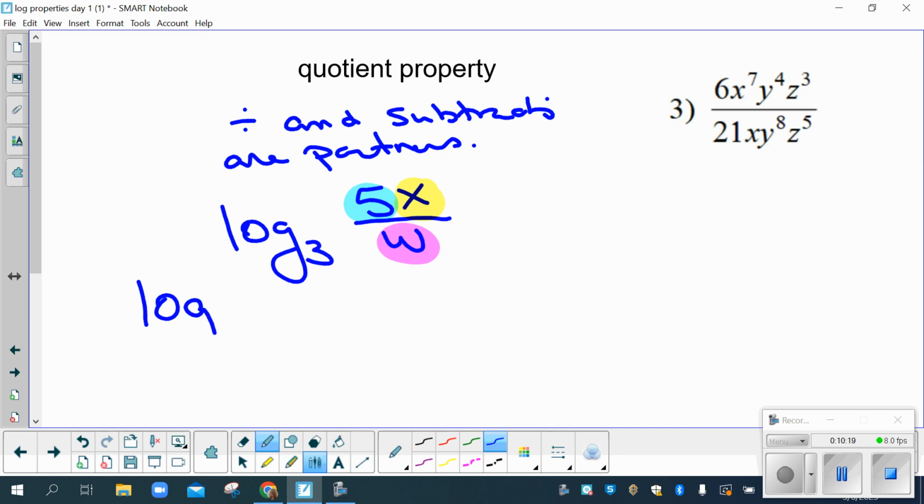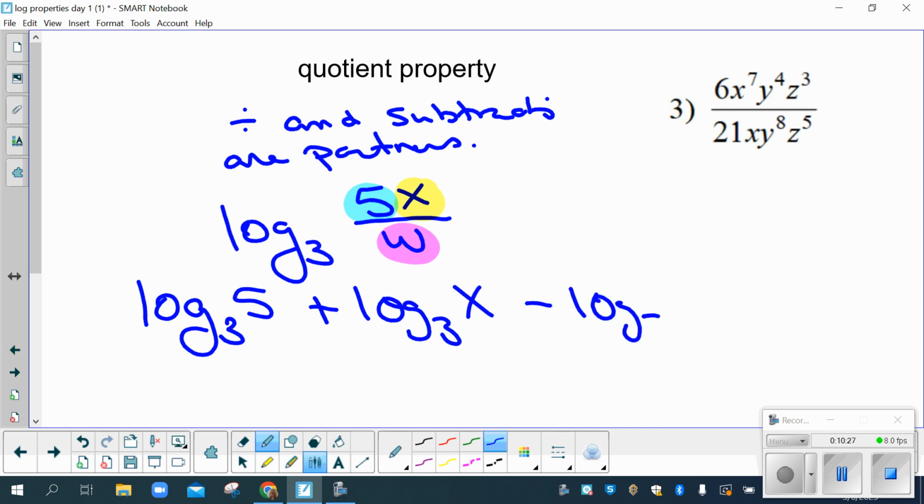So did you get this? Log 3 of 5 plus log 3 of x minus log 3 of w. Someone in my other class said, can you put them in different order? Can you move them around? And you can, as long as the w is negative, right? He's the minus one, because he's the guy on the denominator. He's going to tell us what the denominator is. So far, so good? We all feeling like we're getting this?